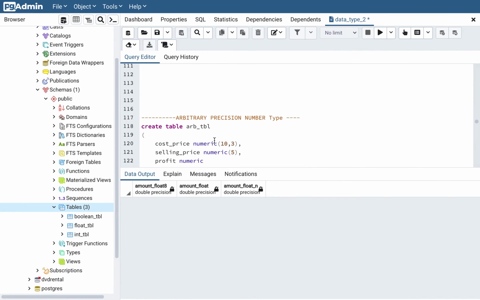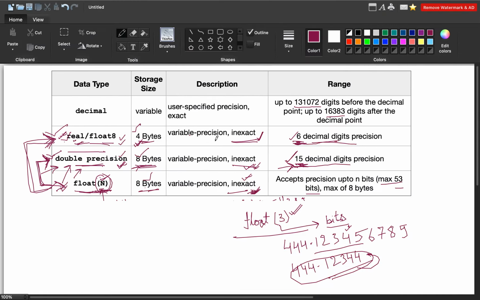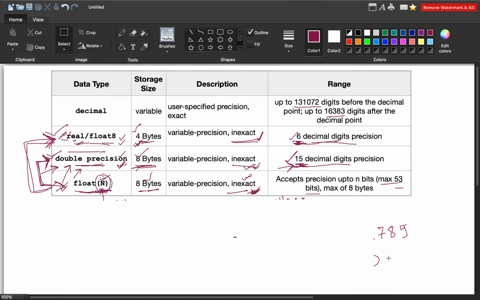Now, let's talk about one more point here. Since we have seen that float is internally getting converted into real or double precision, now how does it get converted? Let's try to understand. It is pretty straightforward.